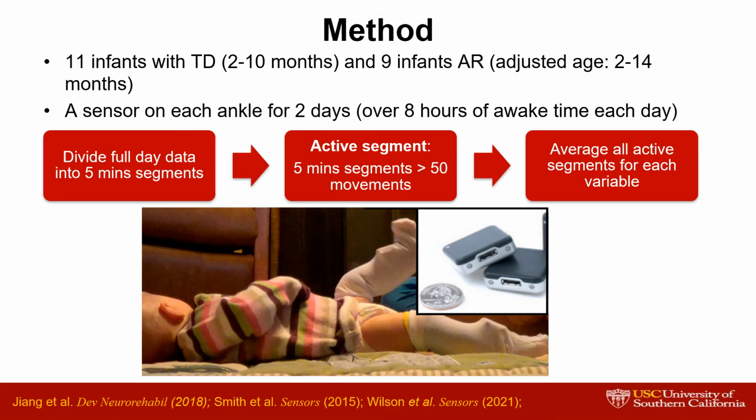We recruited 11 infants with typical development and 9 infants at risk. We put a sensor on each ankle for 2 days with at least 8 hours of wake time each day. As shown in the picture, the sensor is really small, and our previous study shows it did not affect the amount of movement infants made. After we got the full day data, we divided it into 5-minute segments and calculated the active segments, which means there were at least 50 movements in the 5-minute section, and averaged all the segments for each variable.